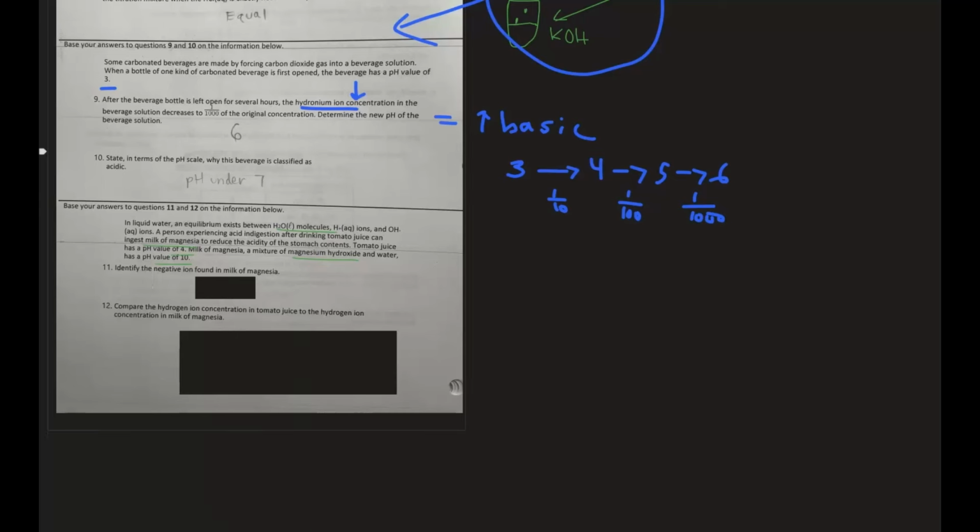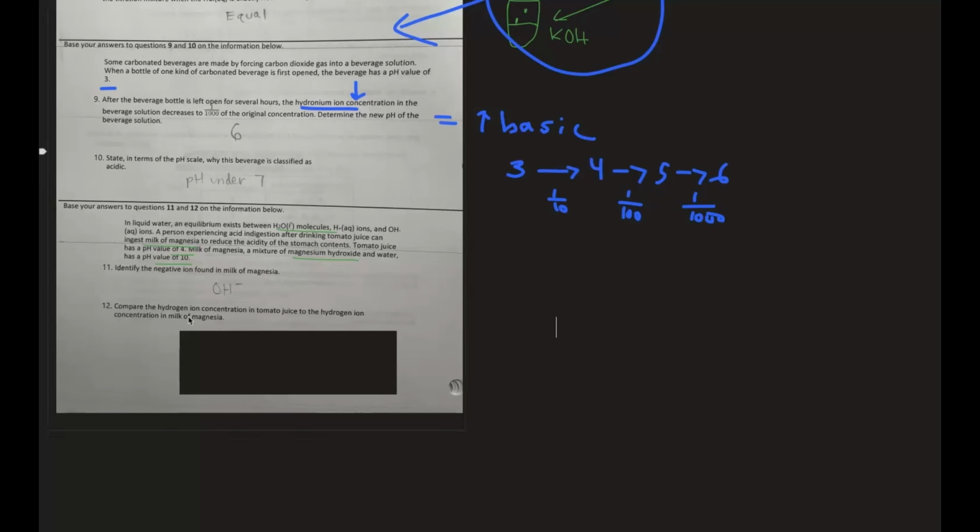Okay, so because it has a pH value of 10, it's above 7, right? So 7 is neutral, so 10 is basic. So the negative ion there is just going to be the ion that's associated with bases, which is OH minus, because we know that hydronium or H plus ions are associated with acidic solutions. So in our case, it would be OH minus.